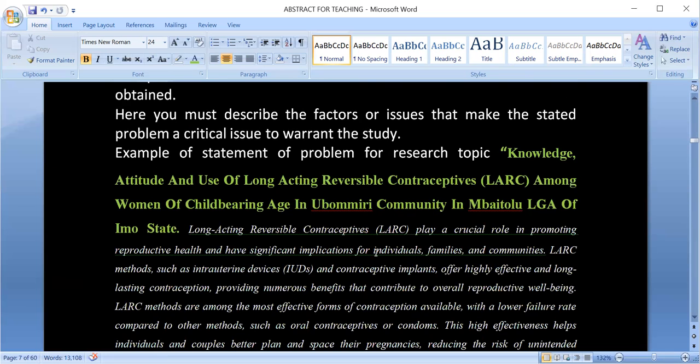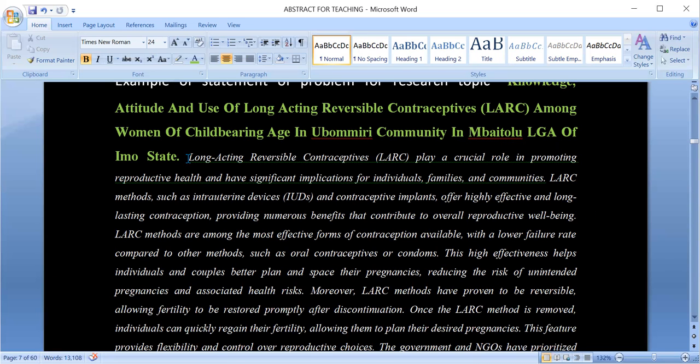Okay, now let's take an example. Attitude and use of long-acting reversible contraceptive among women of childbearing age in Ubomiri community in Ibitolu Edge of Imo State. He began by introducing the background and context.